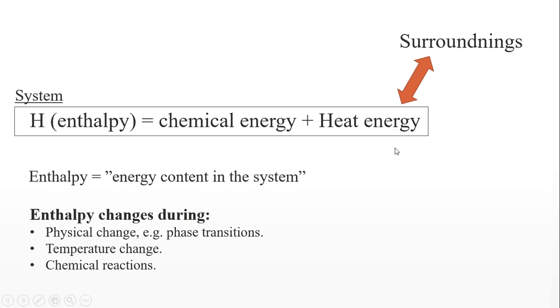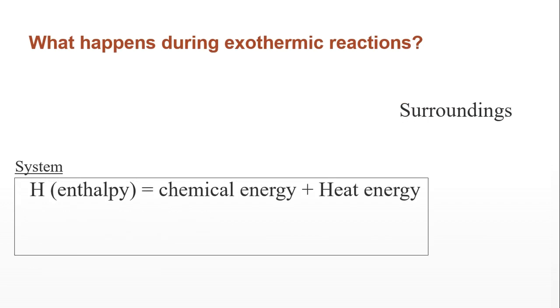And this heat energy is in constant contact with the surroundings, where we have a flow back and forth dependent on where we have the highest heat energy. And you've also seen so far that enthalpy changes can occur during physical changes, phase transitions for example, and temperature changes, but also during chemical reactions and chemical changes. So let's look at how this model can help us think about this. So let's start with exothermic reactions.